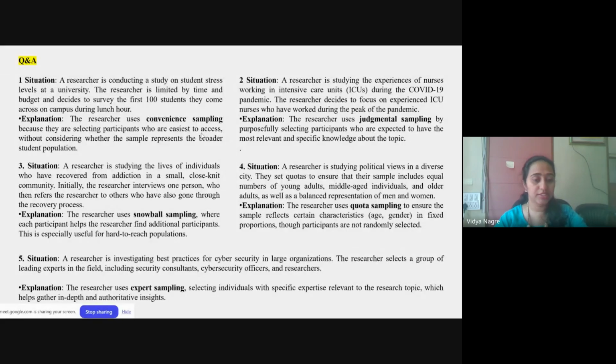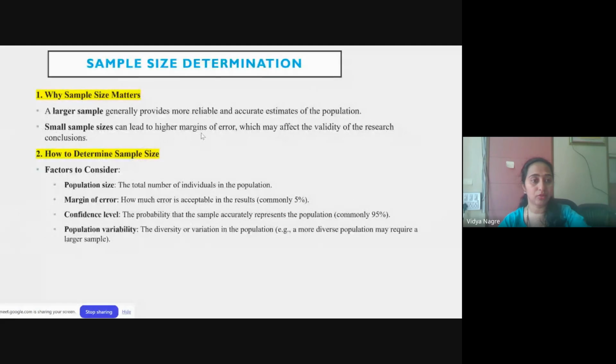Okay, so this is kind of expert sampling, selecting individuals with specific expertise relevant to the research topic, which helps gather in-depth and authoritative insights. Now, this is similar to judgmental sampling because you have identified the experts from the field altogether. So you can either record, but it is situation specific. This is called judgmental sampling or expert sampling altogether.